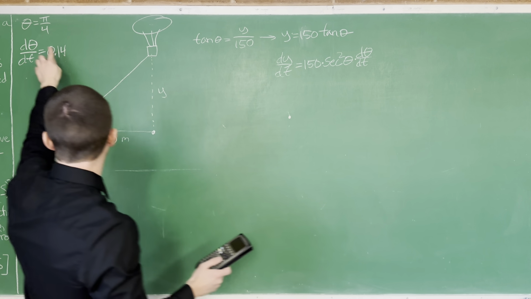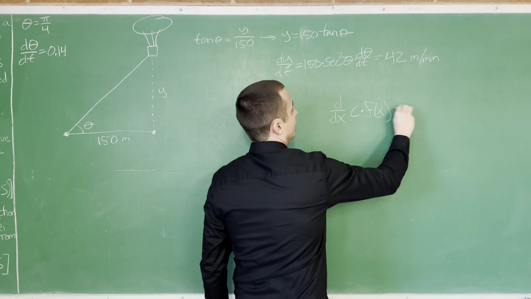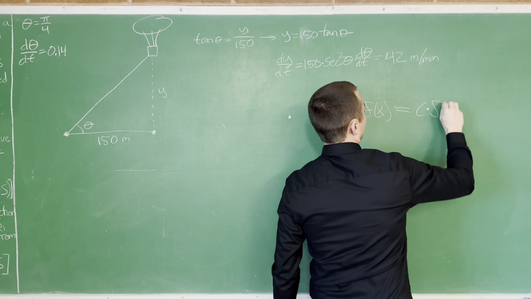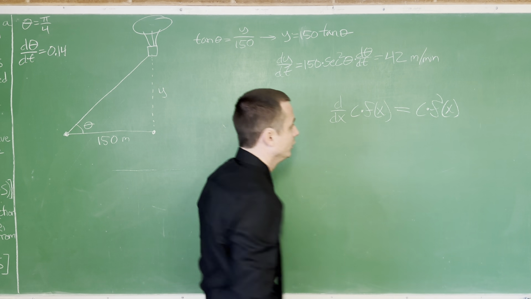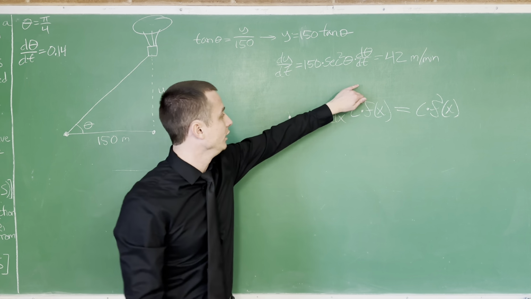Question, go ahead. When we take the derivative of both sides, why does the 150 go to 1? Because it's multiplied. The derivative with respect to x of some constant times f of x is equal to c times f prime of x. That's one of the things we proved. You can pull a constant outside of your derivative when it's a product.